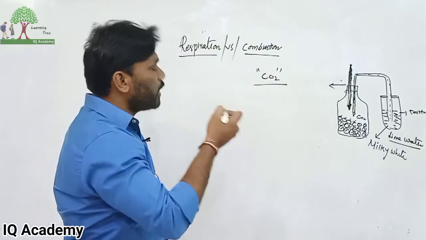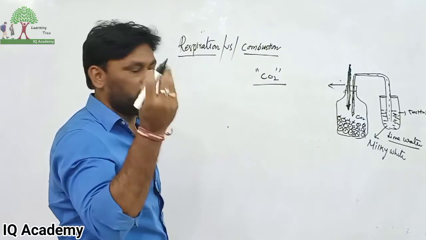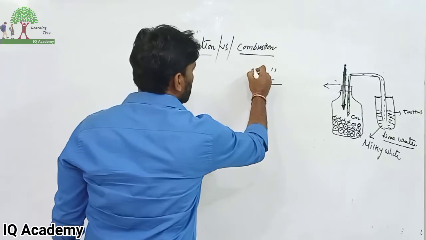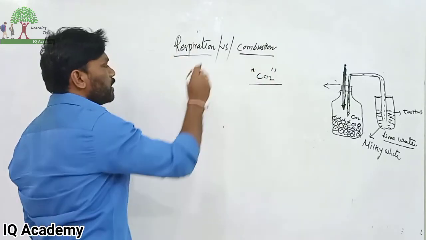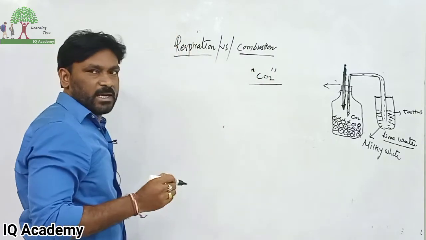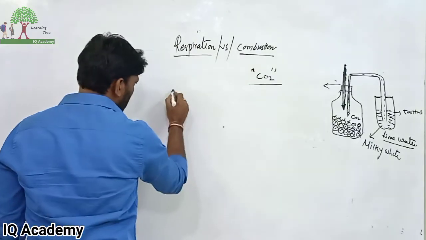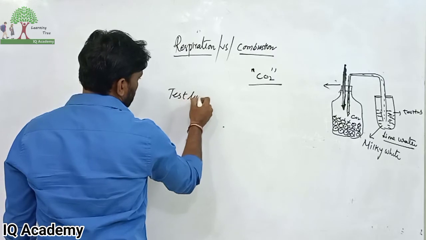For this also we have to prove it with a small experiment. What apparatus do we need to prove that during combustion carbon dioxide is released as well as sugar is charred? Take a test tube.